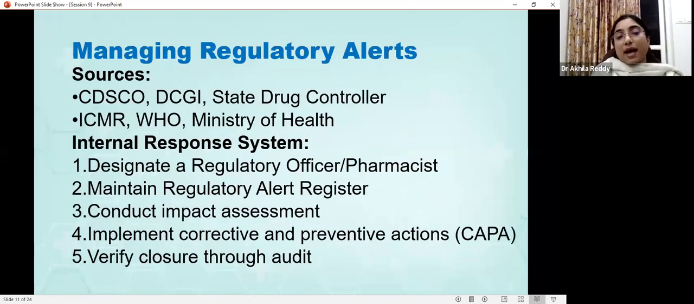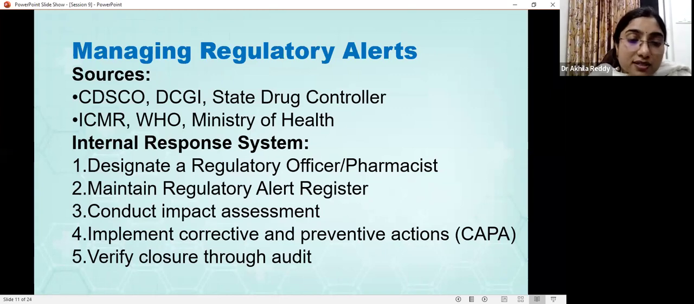So now managing the regulatory alerts has come. What are the sources? CDSCO, DCGI, State Drug Controller, ICMR, WHO, Ministry of Health. These are the regulatory sources where you can get the list of banned drugs and the list of recalled drugs, so that you can find out the latest guidelines.